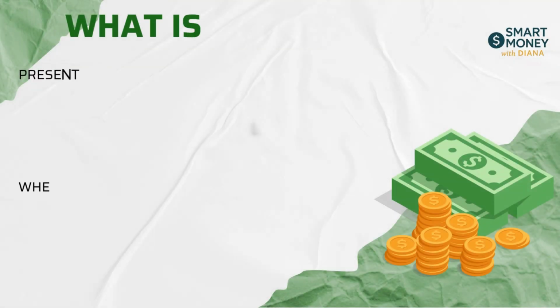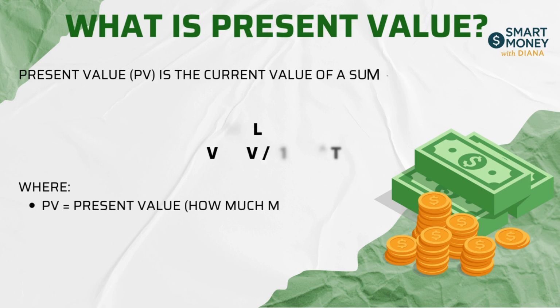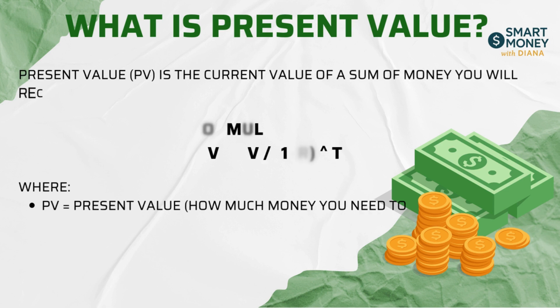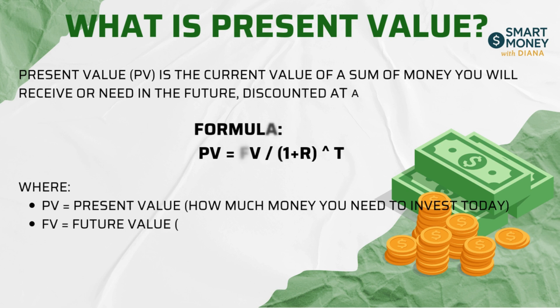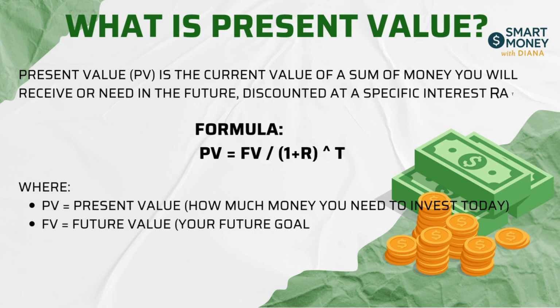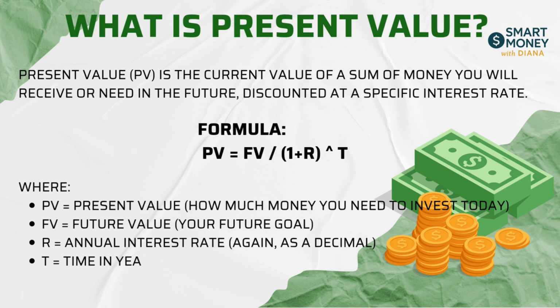What is present value? Definition. Present value, PV, is the current value of a sum of money you will receive or need in the future, discounted at a specific interest rate. Formula. PV equals FV divided by (1 plus R) to the power T, where PV equals present value, how much money you need to invest today.